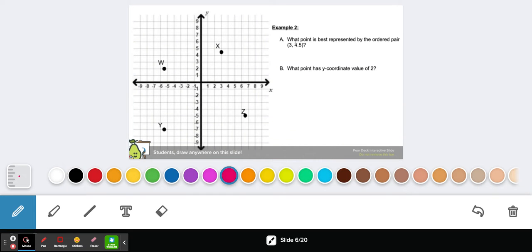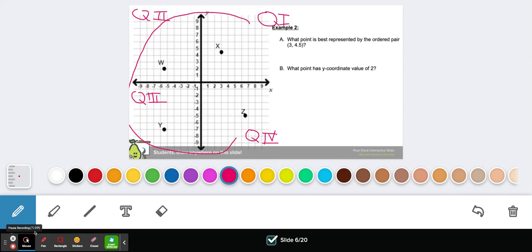So for my example 2, it says what point is best represented by the ordered pair here, and what point has a y-coordinate of value 2. Before I continue, I want us to write our big C, write all the coordinates and the quadrants, and then write the coordinate pair for each of the points. I'm going to pause the video and at least have the coordinates and the quadrants, so the big C. All right, so I wrote my quadrants in my big C.